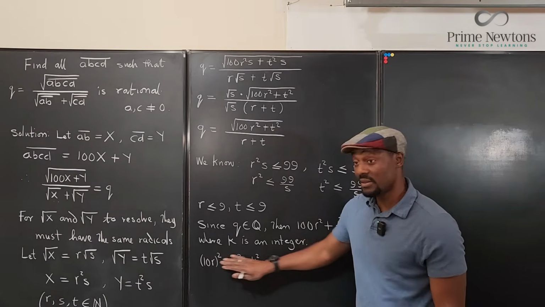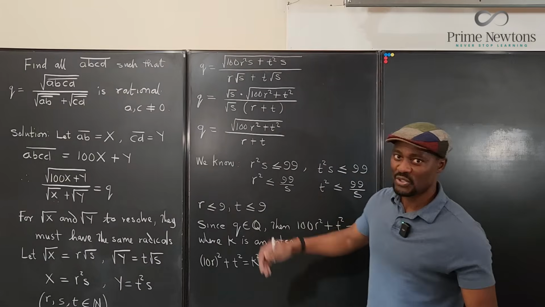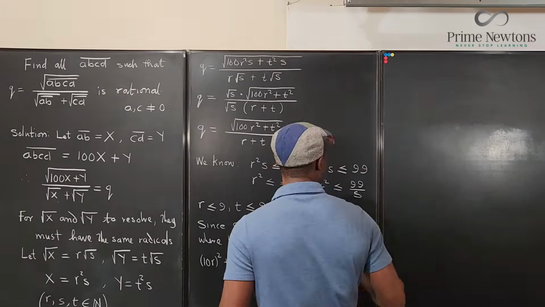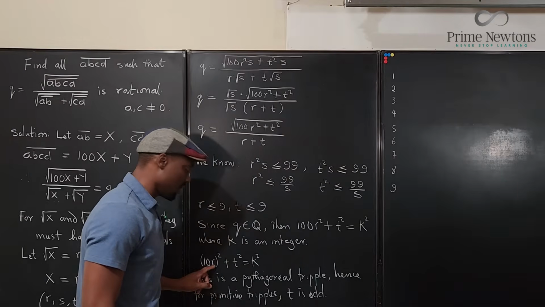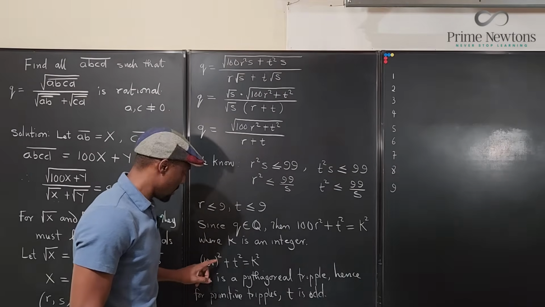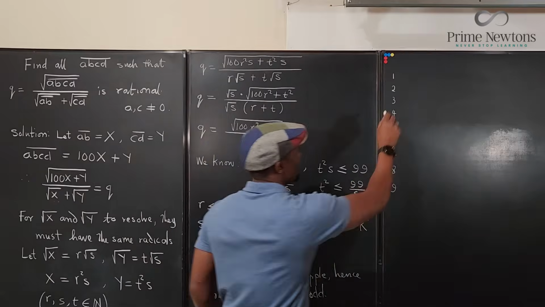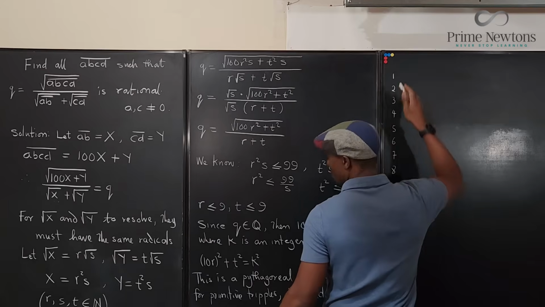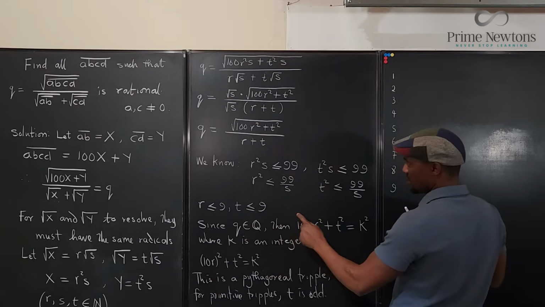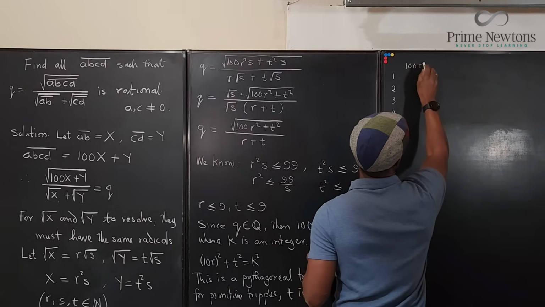Okay, there are many methods to do this. You can use the Euclidean algorithm, but I just want to do a chart, a table, and see what we get. These are the possible values of r, because r can take any number, but t will only take the odd numbers. So the first thing we want to do is compute 10r squared, which is the same thing as 100r squared. So let's write 100r squared.